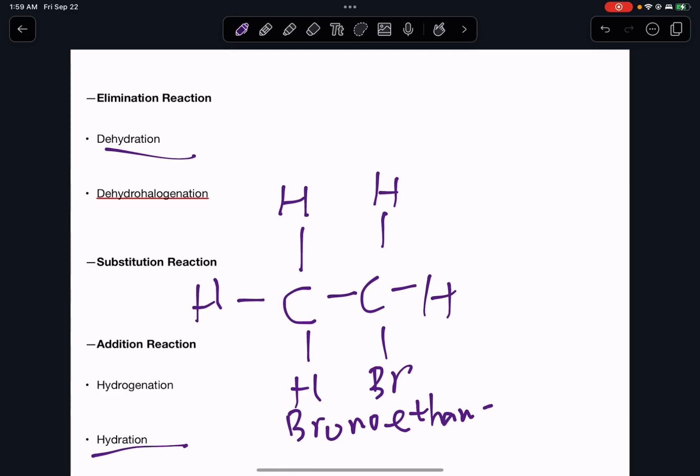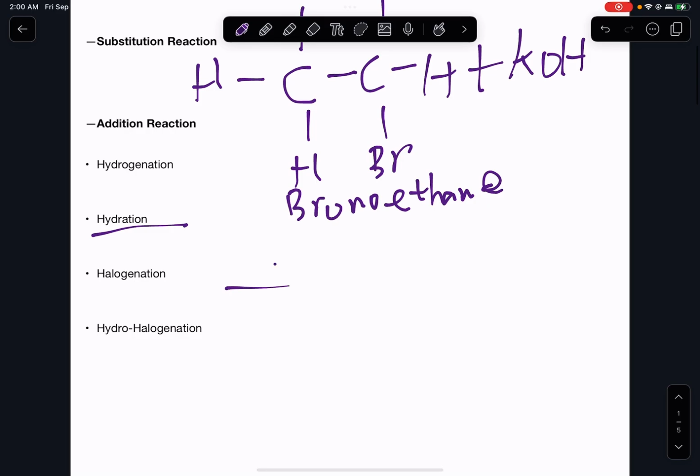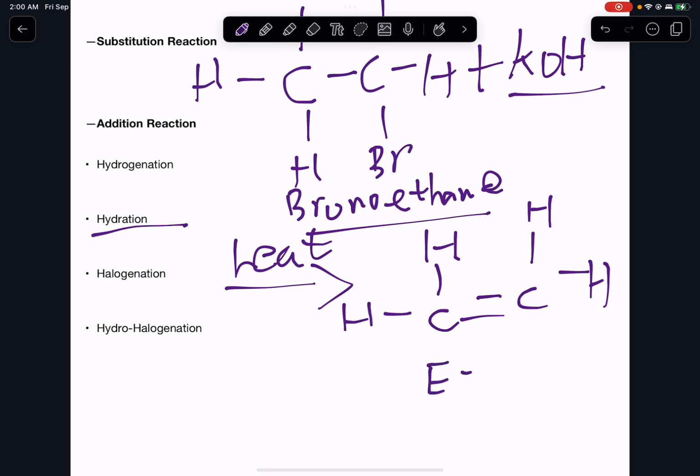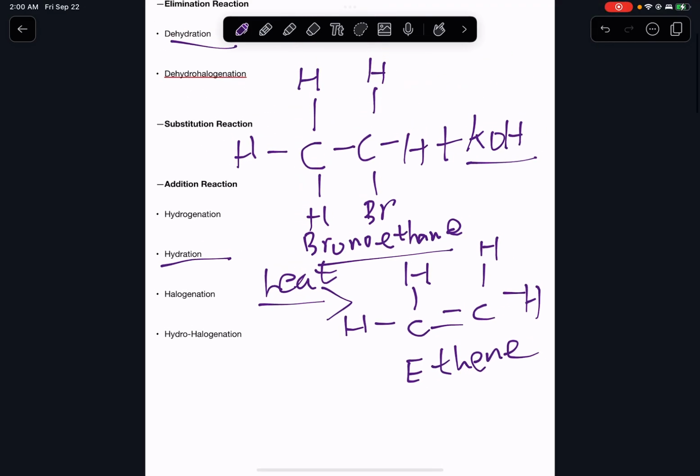When you have bromoethane and you combine it with KOH, which is alcoholic, and then you heat it up, what will it get us? Well, we'll have ethene. Pretty simple, huh? Okay, let's move on.